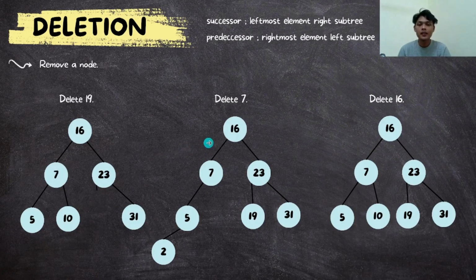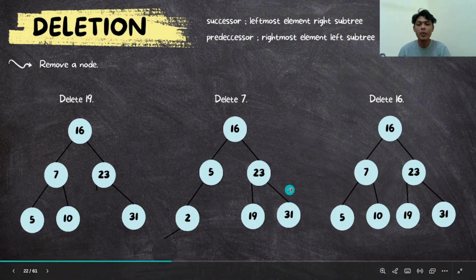The second case is when we want to delete 7 from this tree. However, 7 is the parent of the 5 node, and 5 is the child node of 7. If we delete 7, 5 and 2 will be left hanging. So how to do it? First, we remove 7 and we move 5 up to the upper level, and the same goes for 2. It will replace the position of 5.